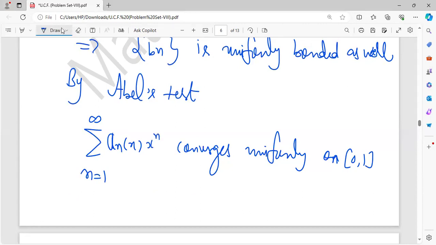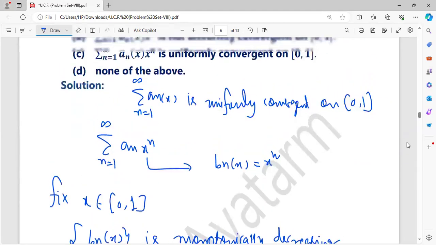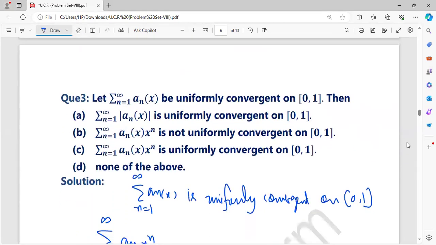So which option is correct? Uniformly convergent is not correct. We have already taken summation (-1)^n upon n. So the first option is not correct, the second option is not correct, the third option is correct, and the fourth option is not correct.